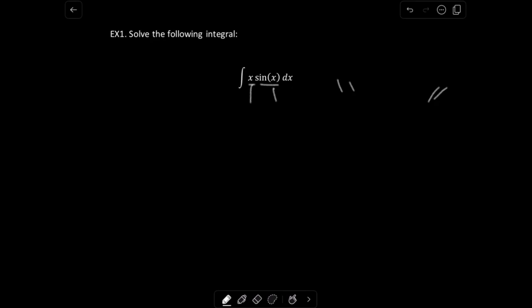Now, when I'm using by parts, I always use the acronym LI8. Logarithms, inverse trig, algebraic, trigonometric, and exponential. Now, how does LI8 work? LI8, the acronym, is a tool that gives us, in general, what function we should choose as f. So we have logarithms. Do we have logarithms in this integral? No, we don't. Do we have inverse trig in this integral? No, we don't. Do we have algebraic in this integral? Yes, we do.